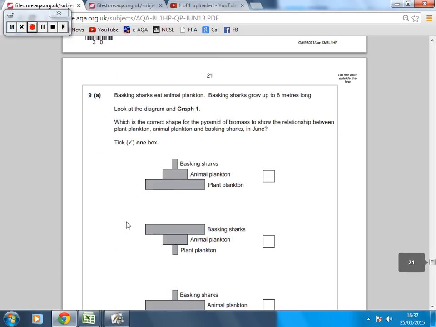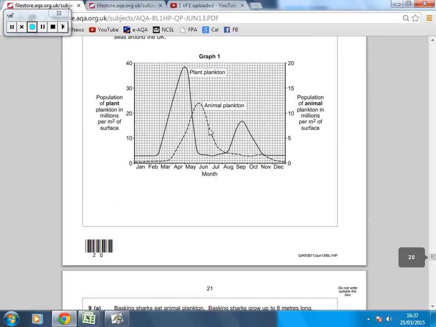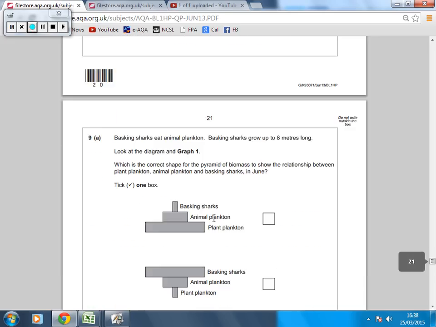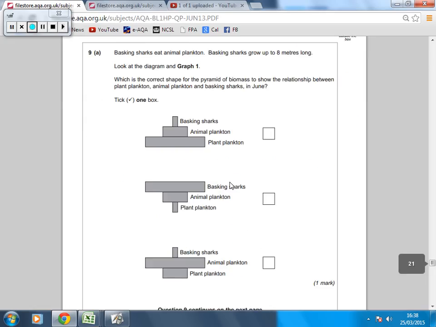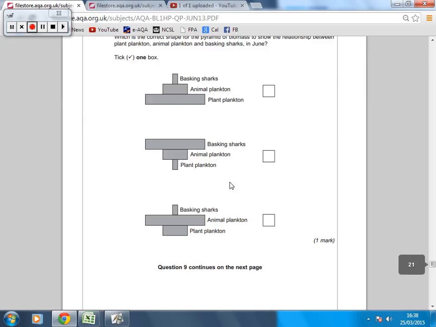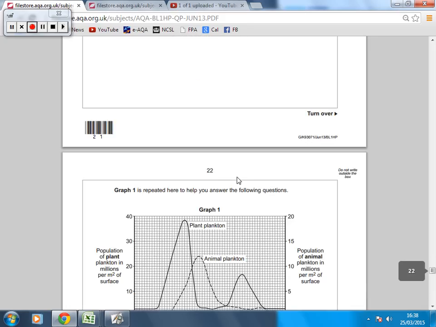So it says basking sharks eat animal plankton. Basking sharks grow up to 8 meters long. Which is the correct shape for the pyramid of biomass to show the relationship between plant plankton, animal plankton and basking sharks in June? So look at June, look at which one's peaking, look at which one is very low, and think about the basking sharks, which are absolutely enormous, and think about their size compared. So try and work out which one it will be.